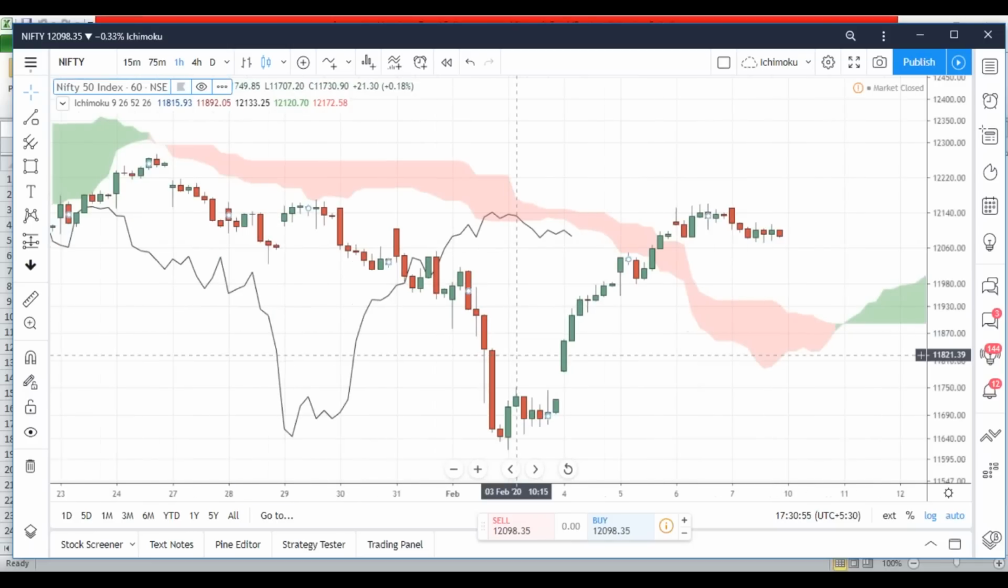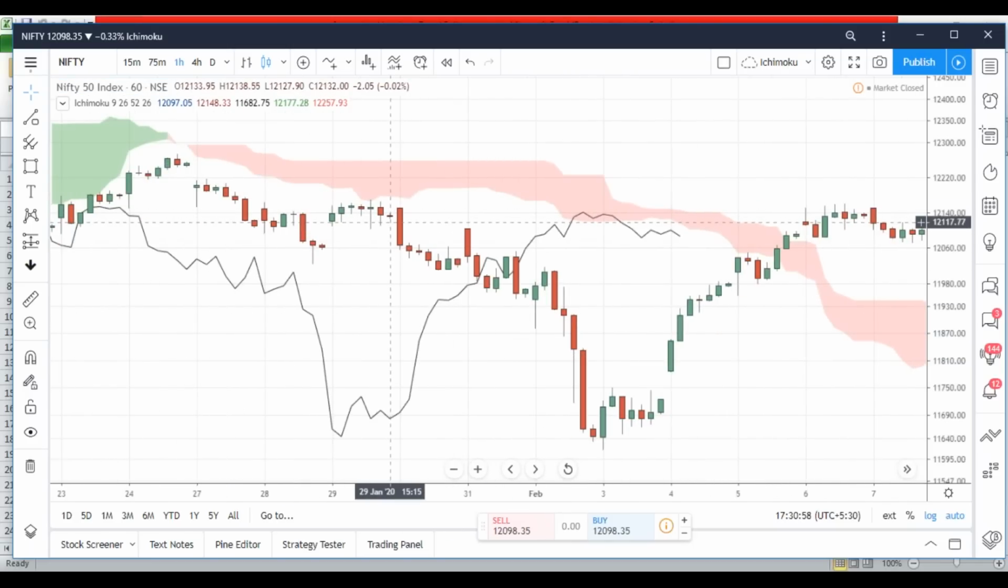So let's say here we take a short below this low. The short level was 12,113. What is the high of this candle? 12,164. So you can put a few points buffer above this, let's say a 5 point buffer. So 12,170 is your stop loss on the long side.